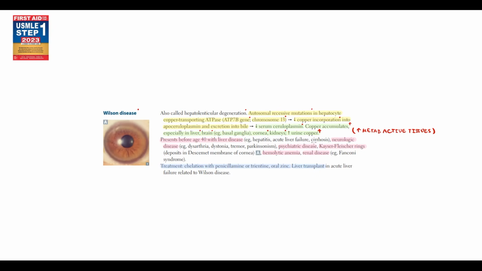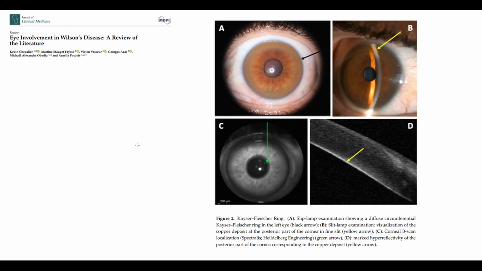Wilson disease usually affects people before the age of 40 and typically presents with liver disease such as hepatitis or cirrhosis. But then, on physical examination, you will find out that the patient has neurological symptoms or psychiatric symptoms, Kayser-Fleischer rings, or hemolytic anemia or renal disease. And when you have several of these features combined, you can think of Wilson disease. And among all these features, deposition of copper in the cornea is the most signature feature.